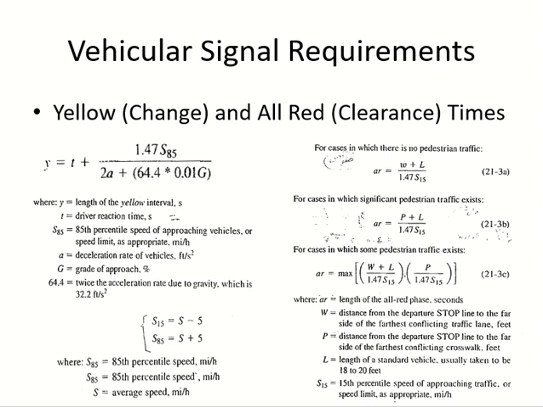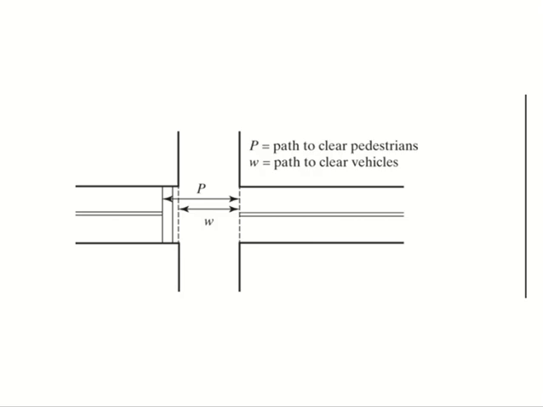Then we have two values here, P and W. In some equations you will see P, and in some of them you will see W. What are these values? You see the dotted lines in the figure? They are the stop lines. So you see stop line on both sides, right? Now what is W? From what to what?